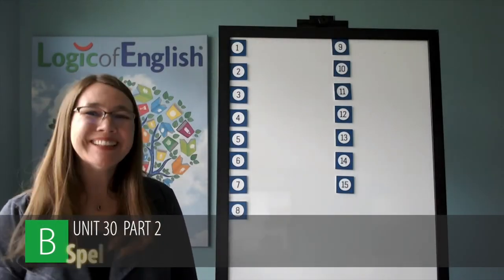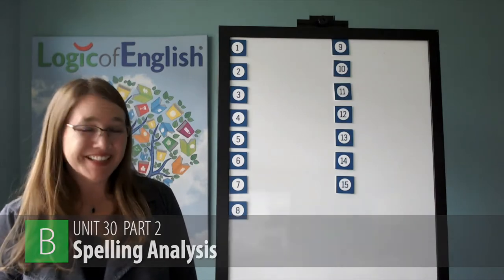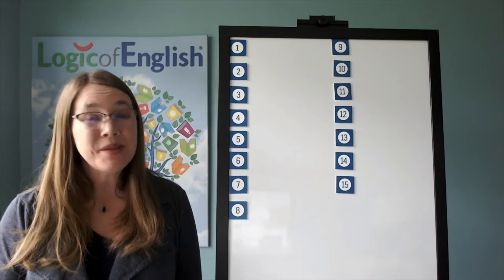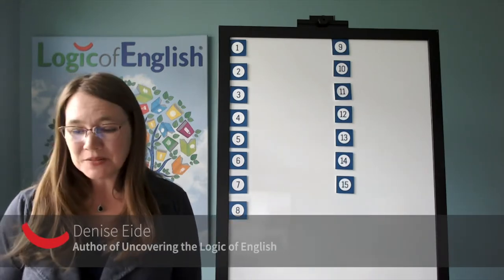It's time for spelling analysis, and we are on list 30, the final list of level B. Great work, and today we have some very interesting and very big words. So let's get started. The first word is panic.